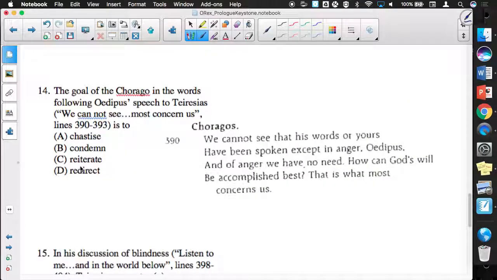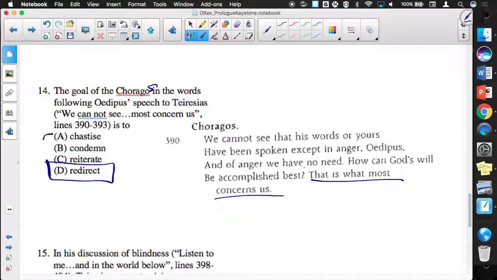Number 14. We were 60% with this one, so this wasn't too bad. The goal of this should be the Prologue in the words following Oedipus' speech. We cannot see that his words or yours have been spoken except in anger, Oedipus, and of anger we have no need. How can God's will be accomplished best? That is what most concerns us. What is he trying to do? C. Let's get back to the point at hand, which is trying to get rid of this plague and figuring out what's happened. Let's redirect.